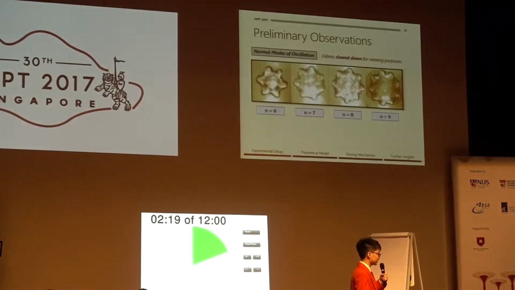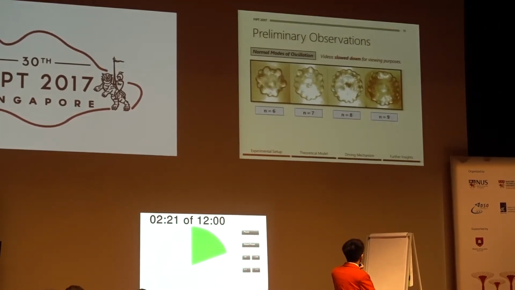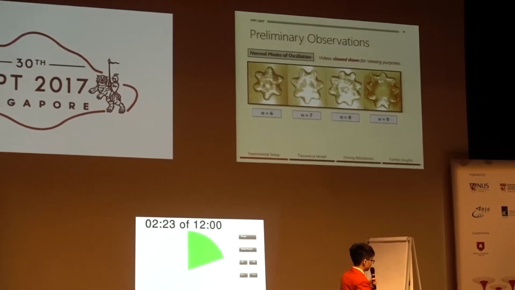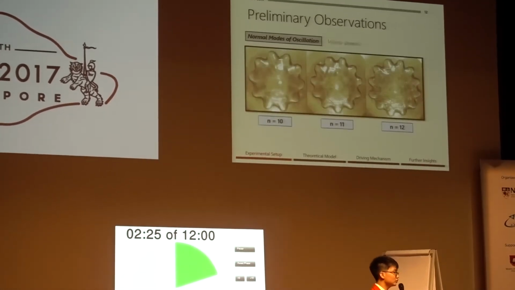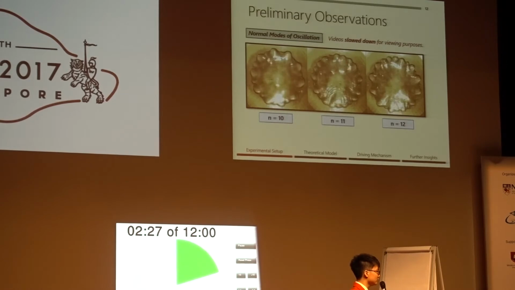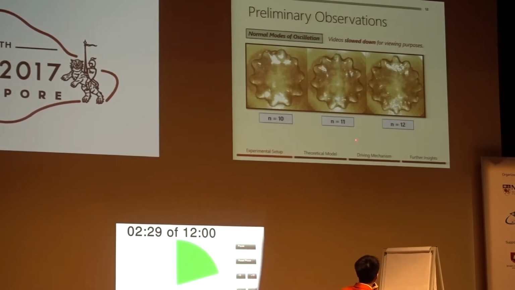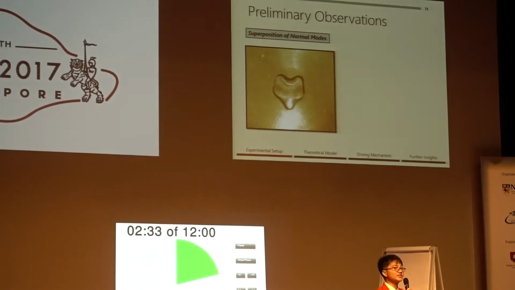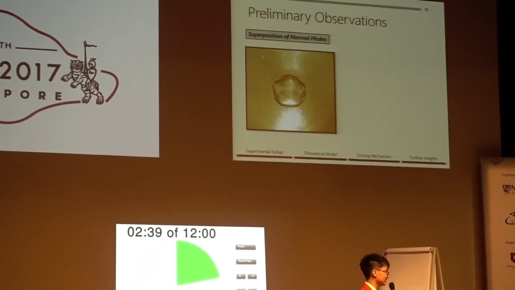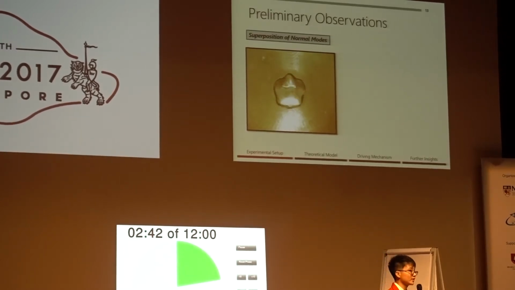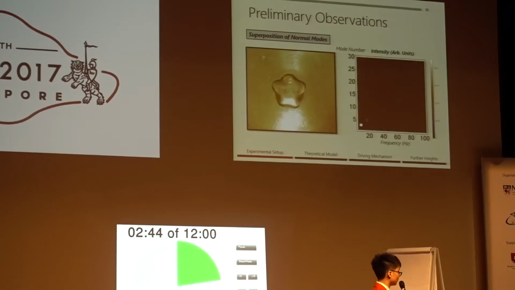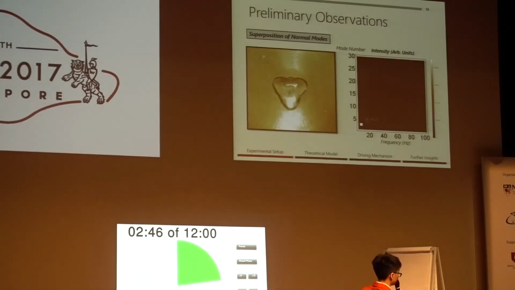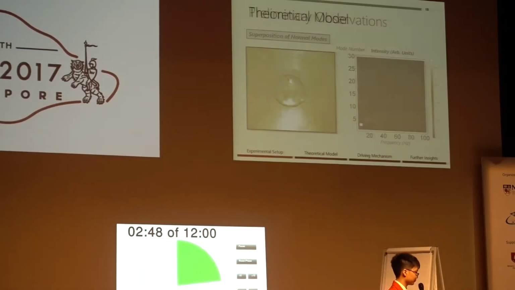For larger drop sizes, we tend to observe higher modes of oscillation, as seen. When the drop size is increased even further, we can observe even higher modes of oscillation. Additionally, we also observe drops that exhibit the superposition of normal modes. Shown here is a drop oscillating at the third and fifth mode simultaneously. From our 2D discrete Fourier transform, we observe two bright bands corresponding to each mode.